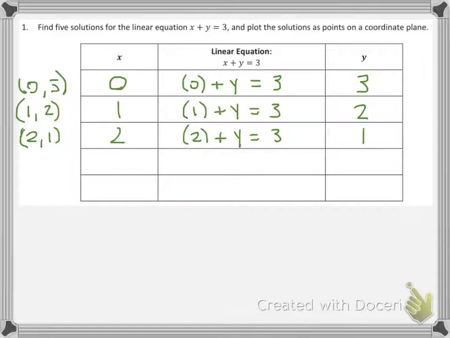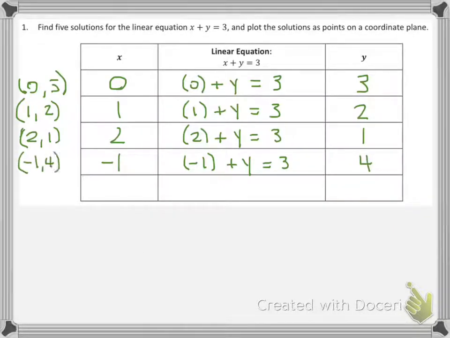Okay, and then I'm going to put some negatives in because I want to make sure that I consider a negative x value and see what that does to my y. It's not going to affect us now, but it will later, so this is a good habit to get into. Put a negative 1 in for x plus y equals 3. Add 1 to both sides, I get y equals 4. So that ordered pair is negative 1 comma 4.